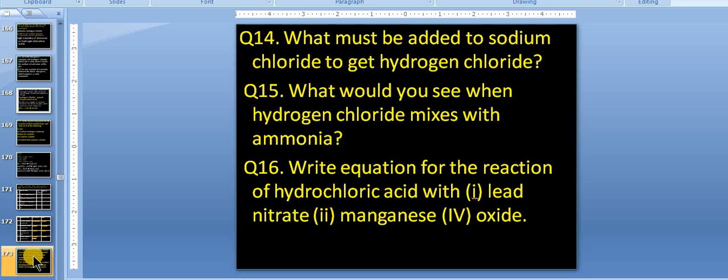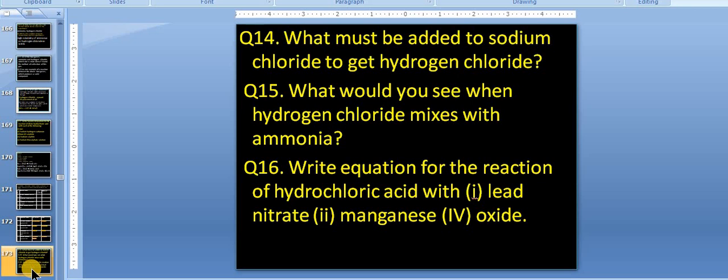Okay, now next is what must be added to sodium chloride to get hydrogen chloride. This is very simple. So please write concentrated sulfuric acid, not just sulfuric acid. Okay, what would you see when the hydrogen chloride mixes with ammonia? This also you can see, dense white fumes. And the last is manganese oxide 4. What is the formula?